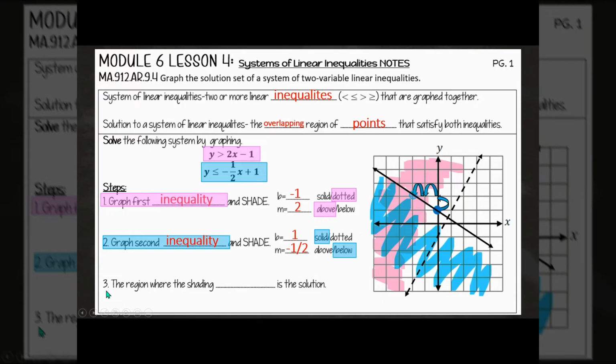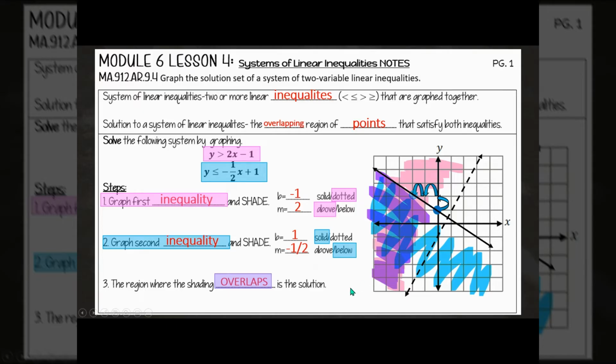So step 3 is the region where the shading overlaps. Remember, the overlapping region of points. This area right here is where those two shaded areas overlap. So that is the solution to the system of inequalities.